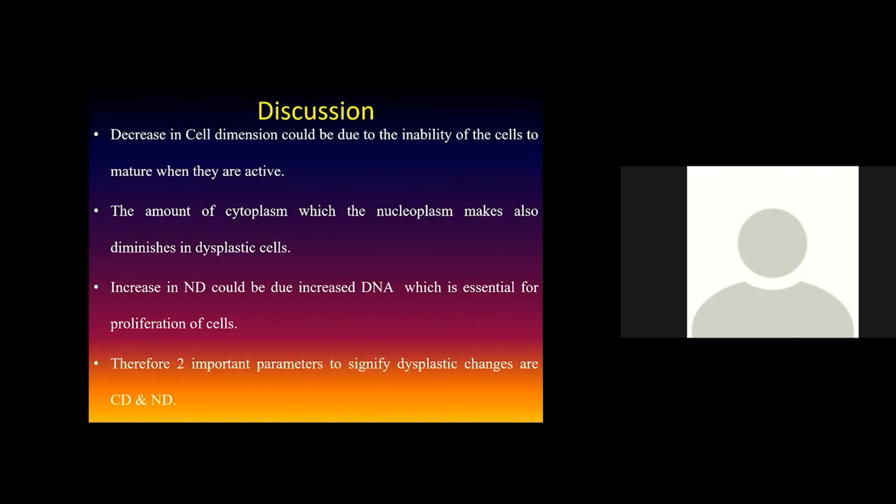Decrease in cell dimension could be due to the inability of the cells to mature when they are active in their life cycle. And the amount of cytoplasm also diminishes in dysplastic cells. And increase in nucleus diameter could be due to increased DNA, which is essential for proliferation of cells. So therefore, two important parameters to signify dysplastic changes are cellular diameter as well as nucleus diameter.